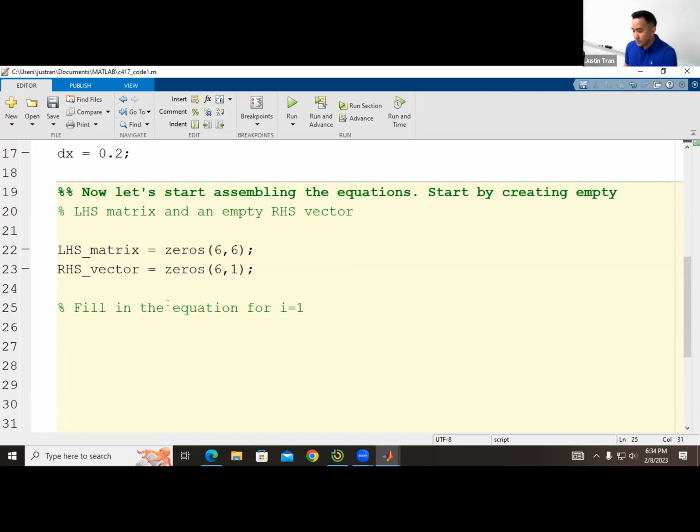Okay. So now that we have all the empty vectors assembled, let's go ahead and start filling in the values. Let's do it one equation at a time. And so we do i is equal to 1. If you look back at your notes, the first row of the matrix is just a 1 on the diagonal. We have left-hand side matrix at 1, 1. This is equal to 1.